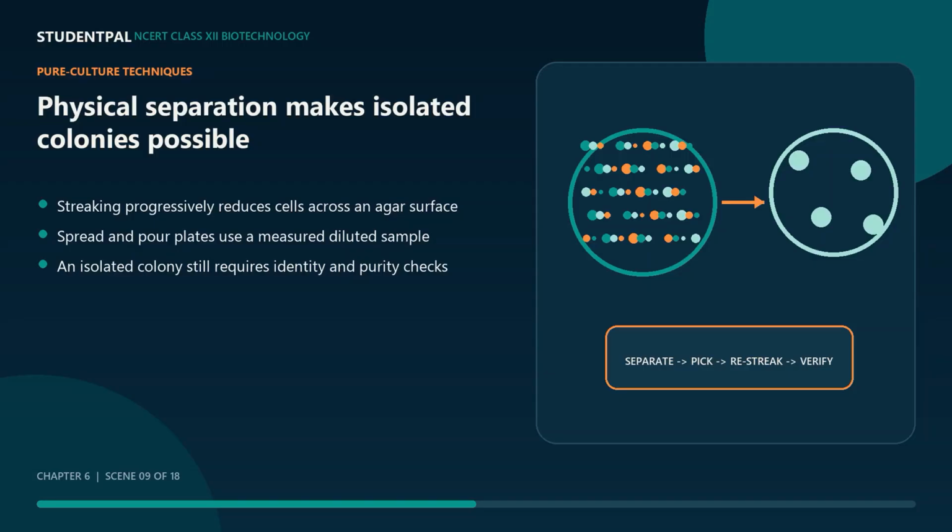A pure culture contains one kind of microorganism, so cells from a mixed population must first be separated. In streak plating, an inoculating tool carries cells across successive regions of agar. Repeated dilution over the surface eventually deposits separated viable units that form isolated colonies.